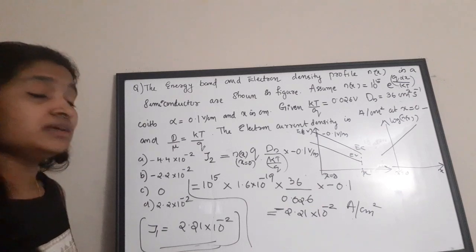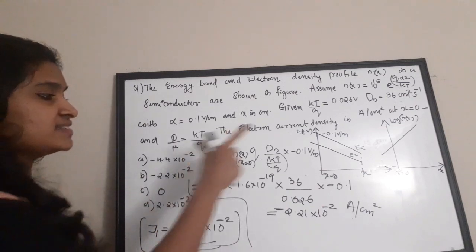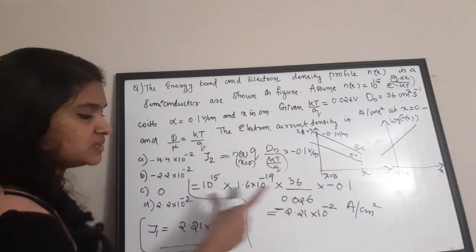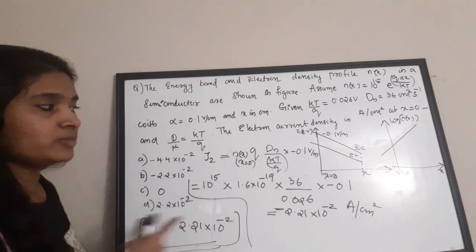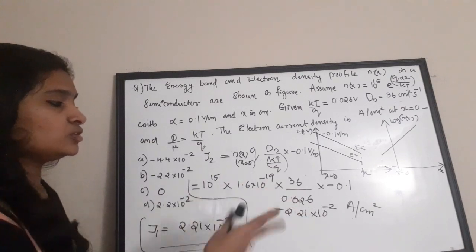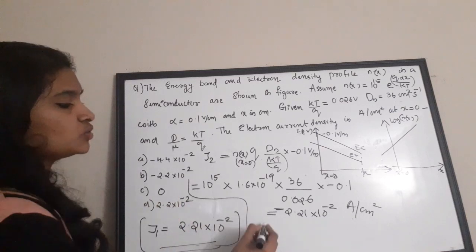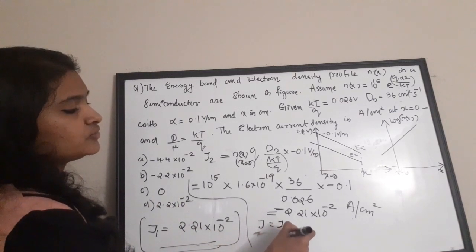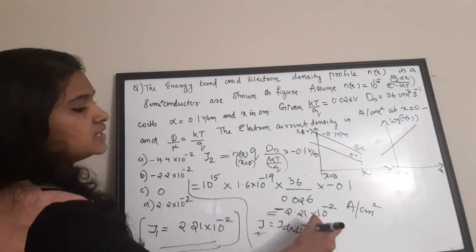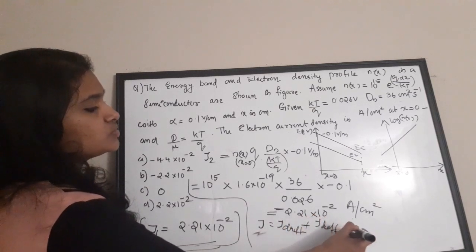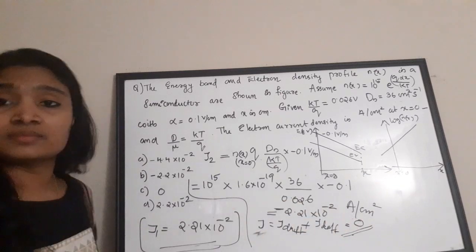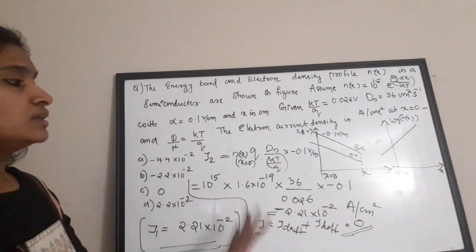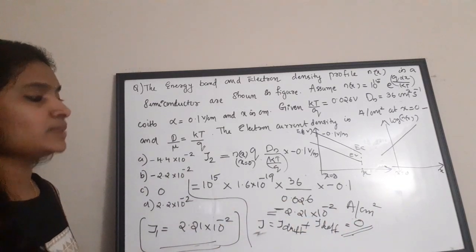So we need to find the total current density, that is taking the sum of the drift current density plus the diffusion current density. So what will be the result? These two magnitudes are equal and opposite. So the total current density J is equal to J drift plus J diffusion is equal to 0, and that will be your answer. I hope this is clear. So this is how you have to do the questions.